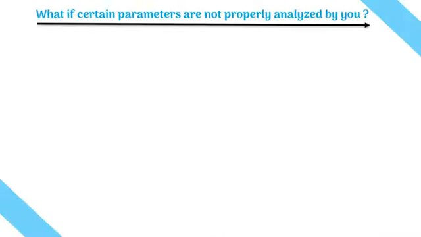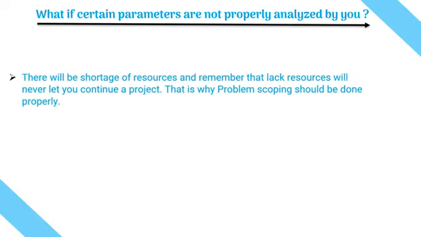But what if certain parameters like the requirements of the client and budget are not properly analyzed by you? Then can you imagine what will happen when you start making the building? There will be a shortage of resources. And remember that lack of resources will never let you continue a project. This is why problem scoping should be done properly.